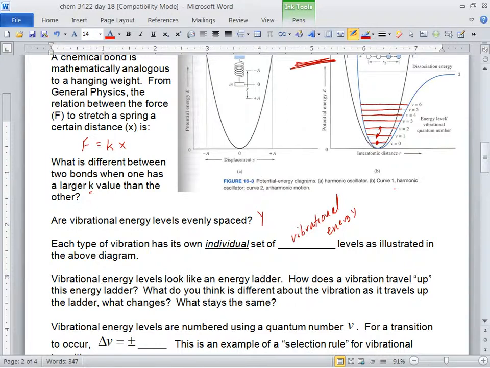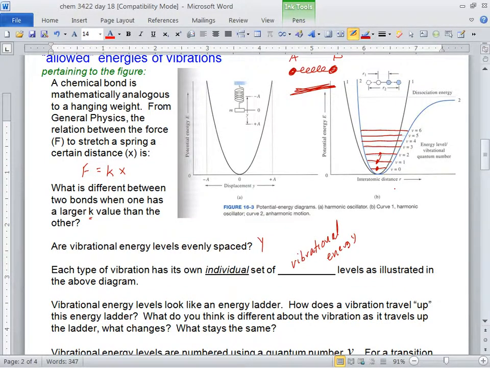Vibrational energy levels look like an energy ladder. How does a vibration travel up this energy ladder? How does it do it again?